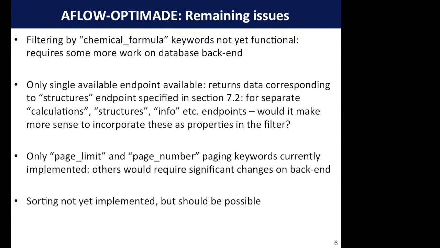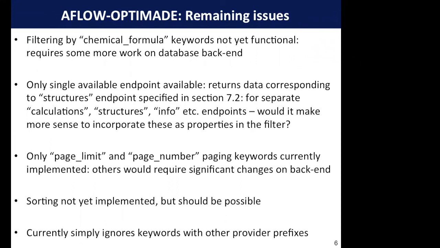Sorting, we haven't implemented that yet, but it should be fairly straightforward, we just need to do some work to get it working. And oh yeah, I gave an example of the bulk modulus keyword search. So this was the _AFLOW. Right now it works for the AFLOW keywords, and if it sees something else like an NP or OQMD or whatever, it will just simply ignore that keyword search. So it just basically strips that out and only searches for the ones that are in AFLOW. This is not quite what's required in the specification, but doing what's actually required will require a bit more work, maybe on our back ends. So that's more or less our current status.